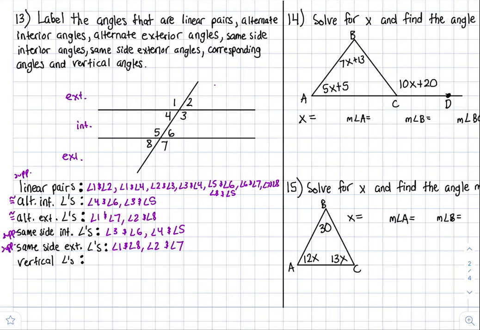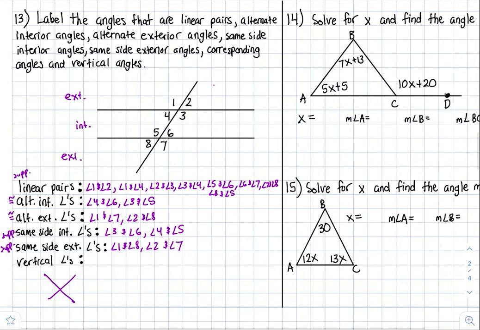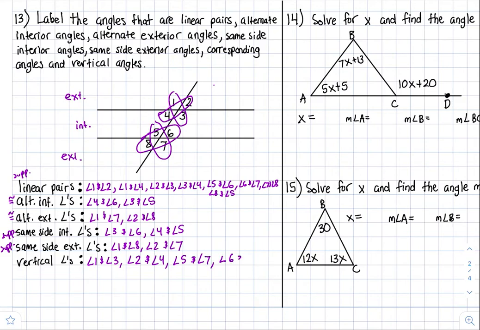Okay, vertical angles. If you forgot, these are what vertical angles look like. What are all our pairs of vertical angles? There, there, there, and there. All the crisscrosses. So angle 1 and angle 3 are vertical angles. Angle 2 and angle 4 are vertical angles. Angle 5 and angle 7, and angle 6 and angle 8.